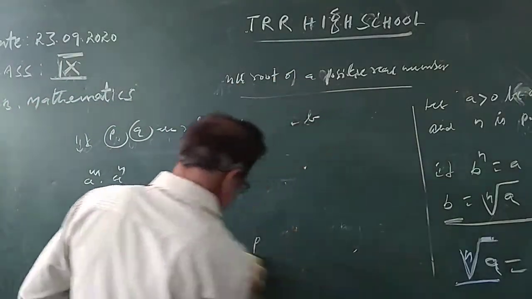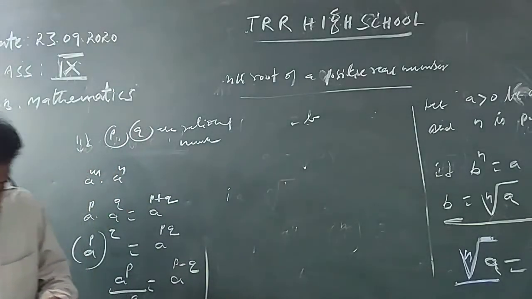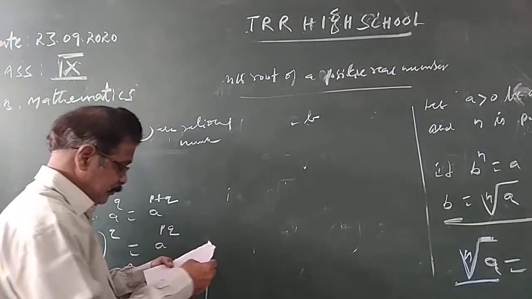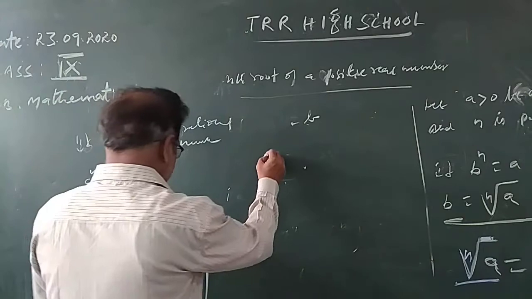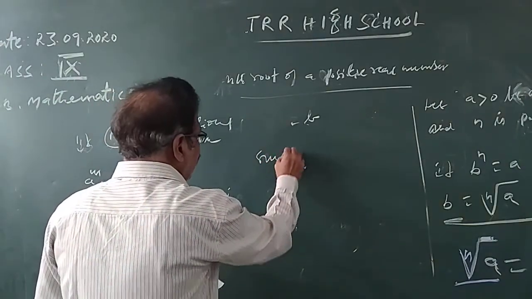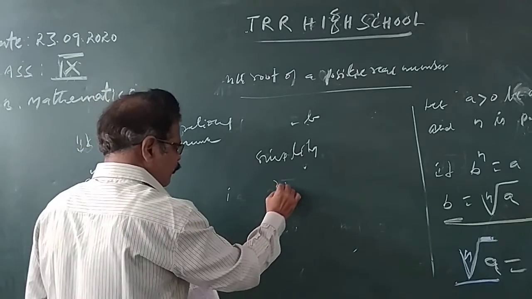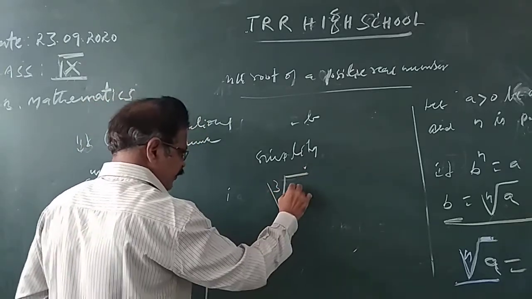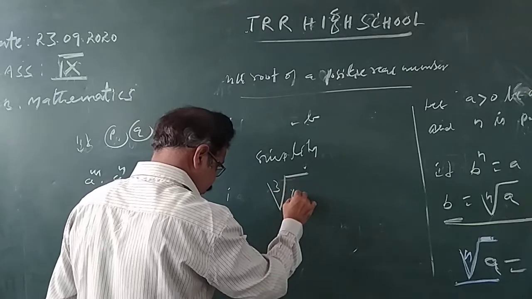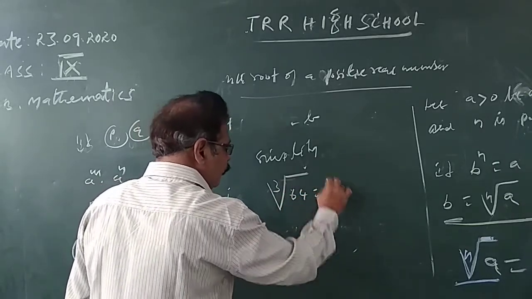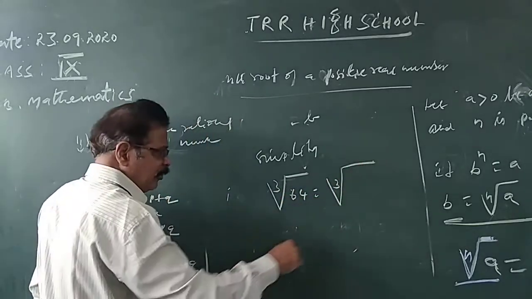Here, compute, simplify the cube root of 64. Cube root of 64, how can you write?